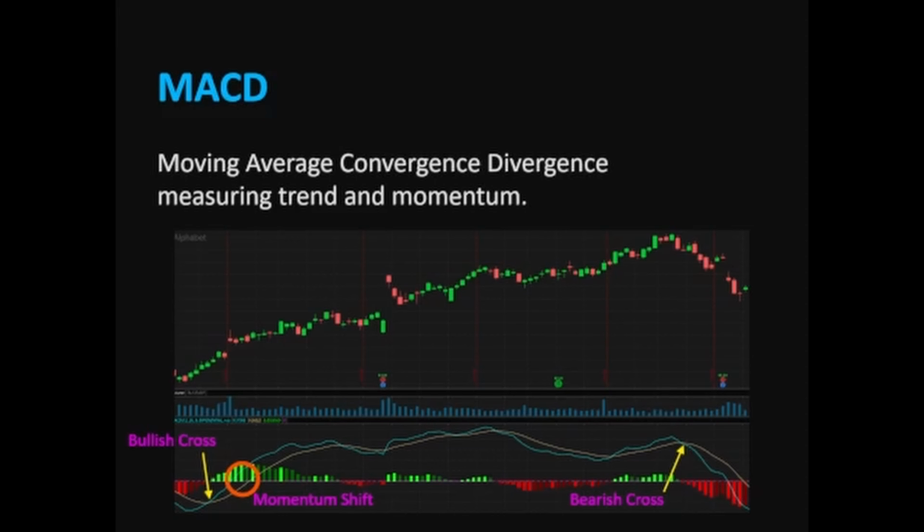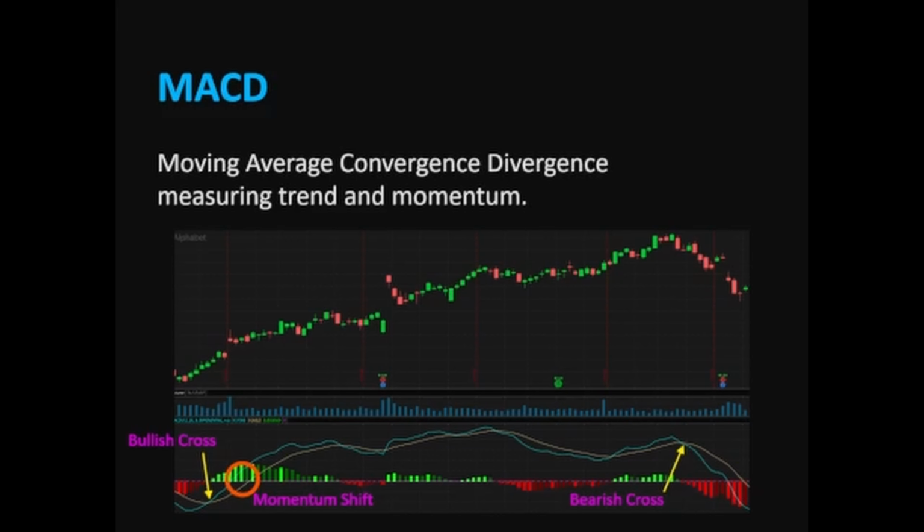If the blue line crosses below the tan line, that is a bearish cross, to where momentum is going to the downside. This tells us that, hey, sellers are really stepping in, we've lost our momentum in this trade, and we probably need to go ahead and take profit if we're already up.